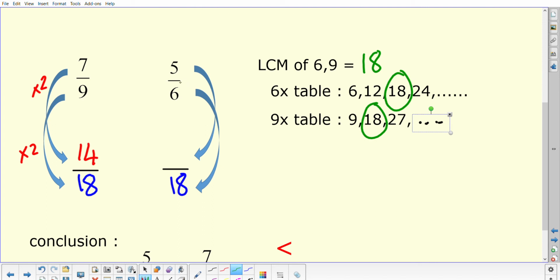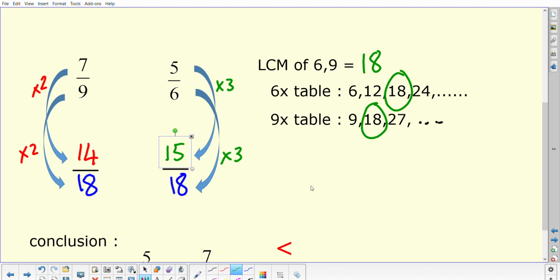On this side, to make the 6 change into 18, we would be timesing by 3. So we would also need to times the 5 by 3 as well, so that we would get 15 on the top there. So clearly, once you've done that, you can see that 7 ninths is the same as 14 over 18, and your 5/6 is the same as 15 over 18.